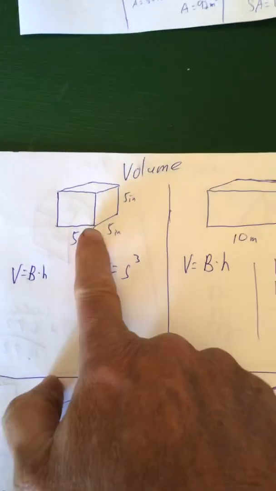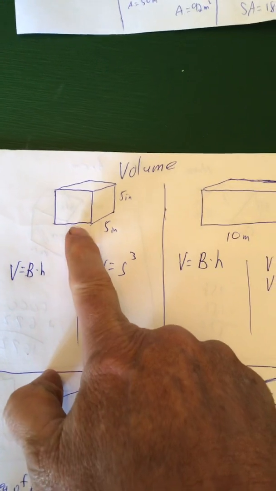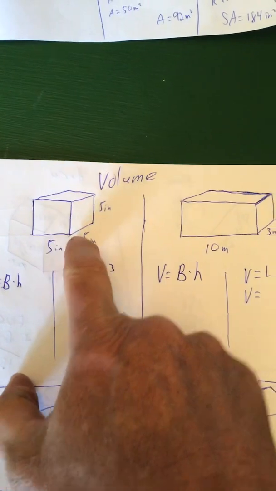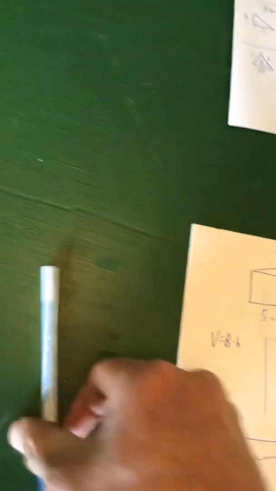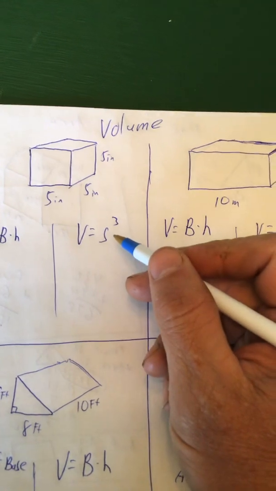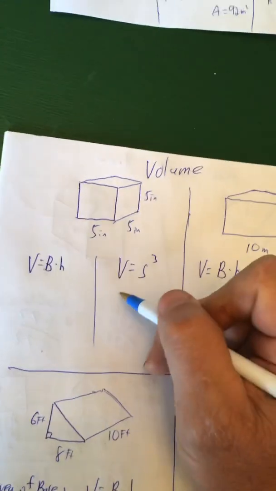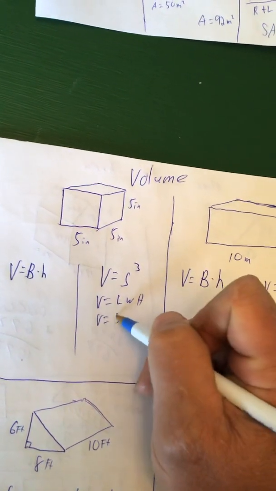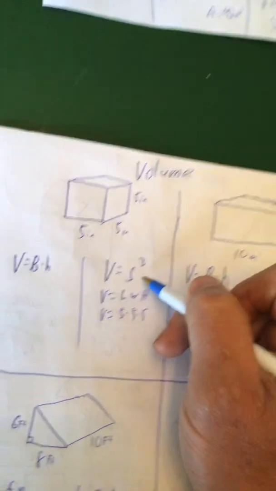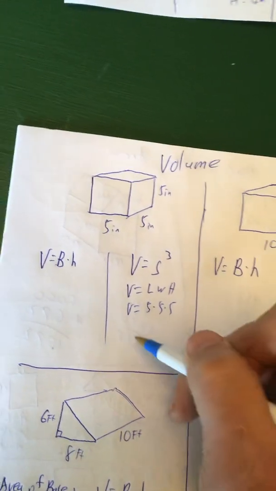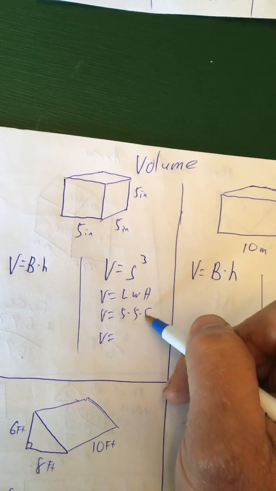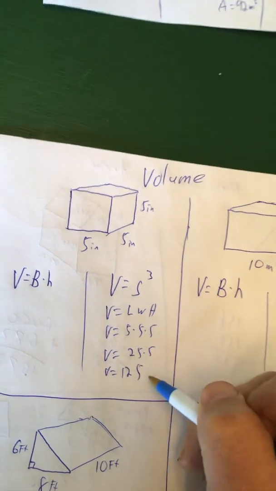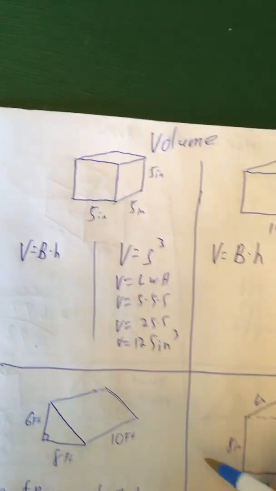So let's start off with a cube. A cube is a three-dimensional figure where all the sides are the same. Like this is 5 inches by 5 inches by 5 inches. And so here's the correct formula to use: side cubed. You could just use length times width times height, which is going to be just 5 times 5 times 5, which is what 5 cubed is. And so 25 times 5 is 125 inches cubed. All right.